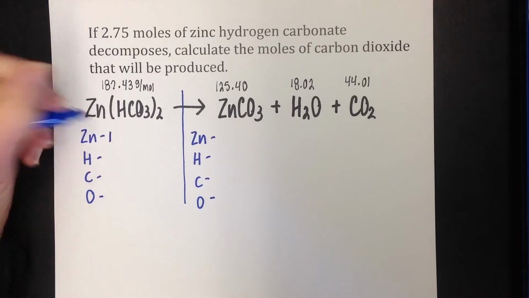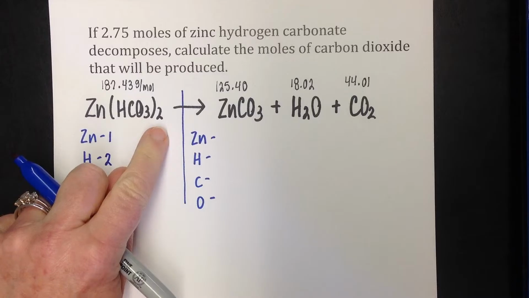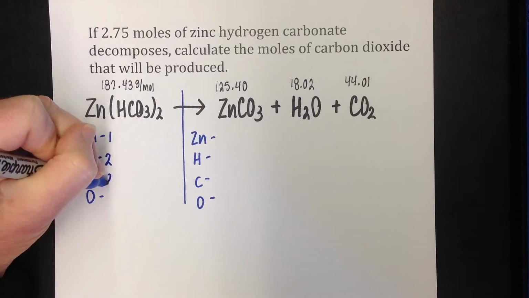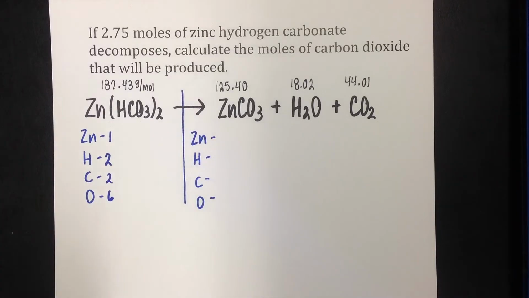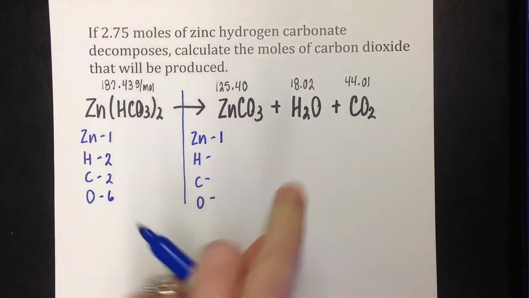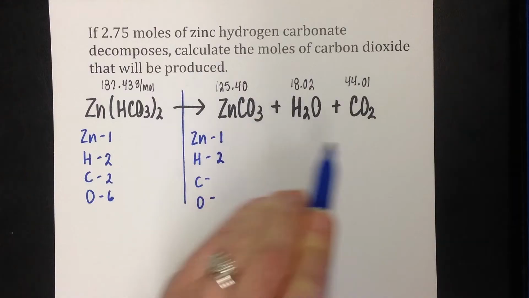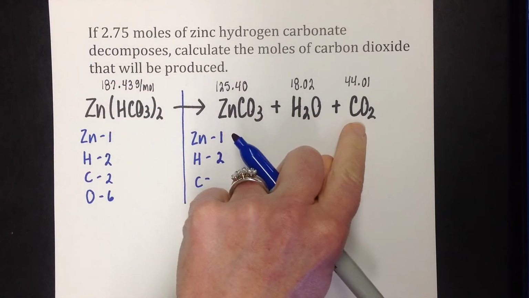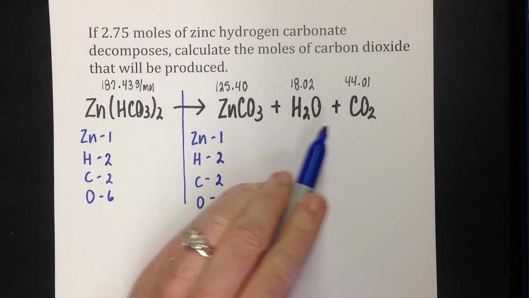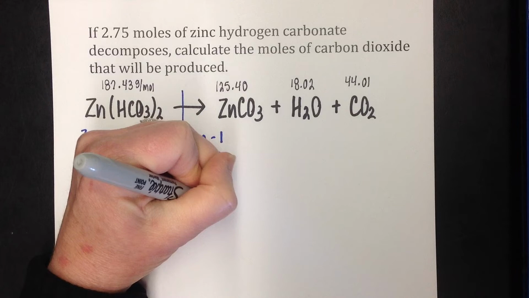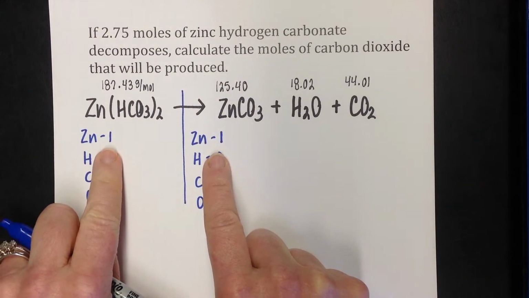So I have 1 zinc, 2 times 1 is 2 hydrogens, 2 times 1 is 2 carbons, and 2 times 3 is 6 oxygens. I'm just multiplying across those parentheses. On the right, I have 1 zinc, I have 2 hydrogens, I have 2 carbons, because I have 1 here and 1 here. You add those together, that's 2. And I have 3, 4, 5, 6 oxygens. All right, so I'm going to go through and see what I need to change. Zincs are already good.